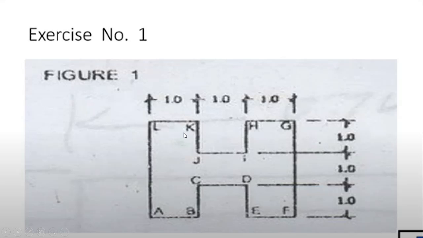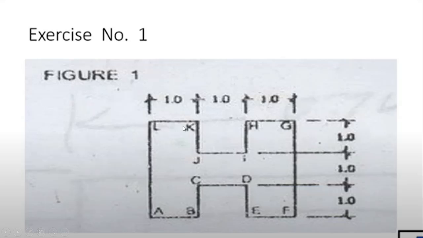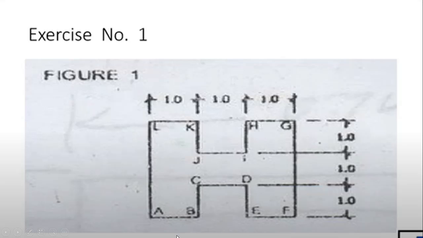So for point K to point L, we have here a distance of 1. Then the angle from point K to point L is going to the left, so it is horizontal. Automatically it is 180 because it is going to the left. 180.